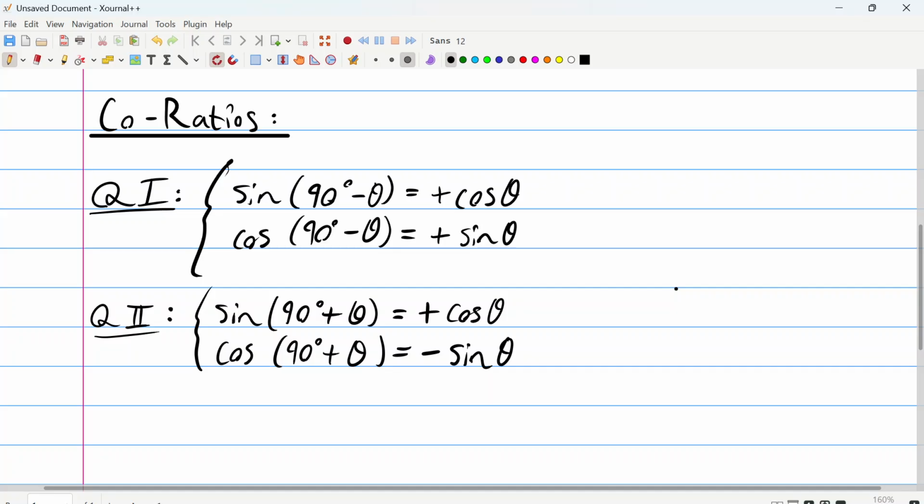So one thing to take away over here is that the sine and cos are what we will be working with that have co-ratios, okay? So this is sticking to our curriculum. So these are the parts that you need to know in terms of co-ratios.